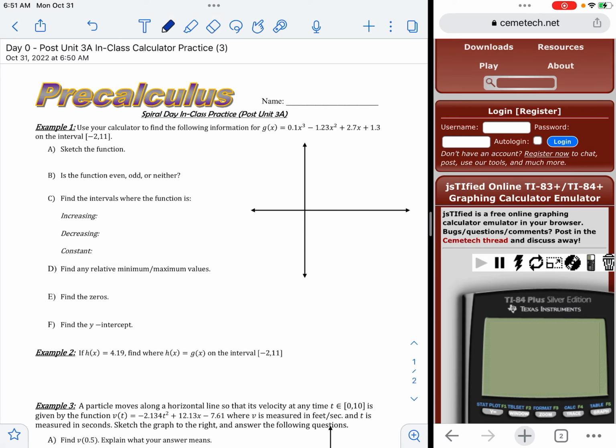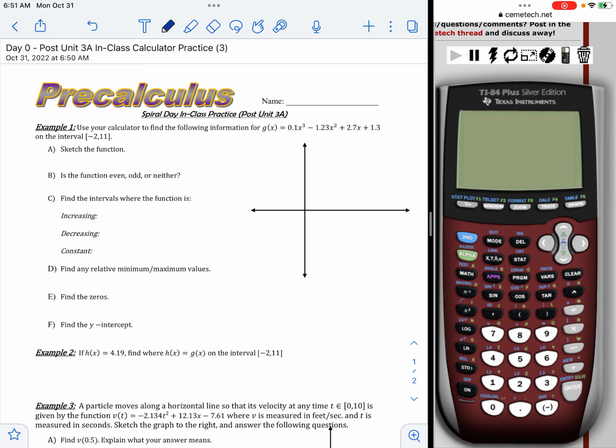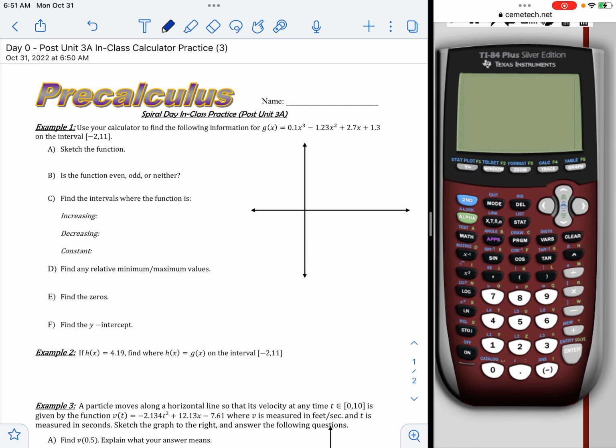Right, so this is our post-unit 3A in-class practice. You will need a calculator for it, so make sure that you have that out so that you can practice typing these things in your calculator that you need to. So first off, it says use your calculator to find the following information for this function on this interval.